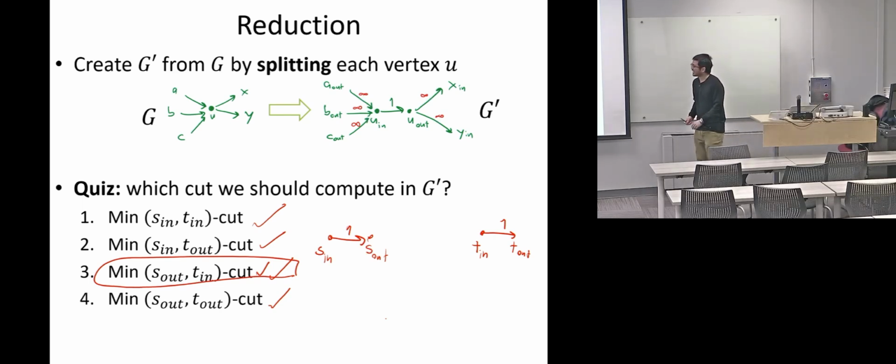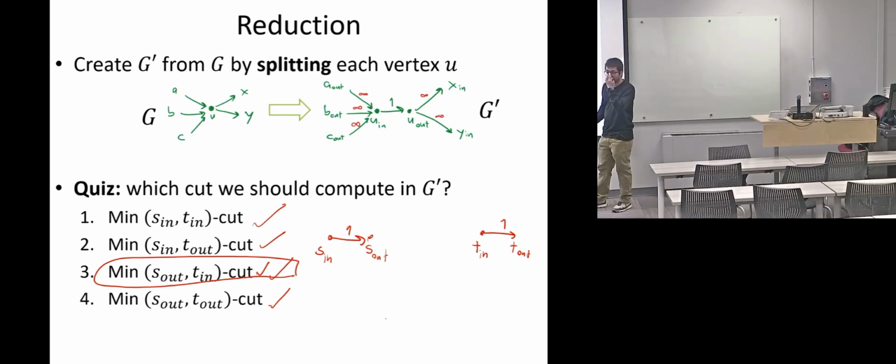Well, okay. Actually, if you choose anything else, the value of the cut is going to be just 1. Why? Because if you choose S in, there's a way to disconnect S in from everyone else. Just cut this guy. If you talk about T out, just cut this guy. The only thing that makes sense is S out and T in.